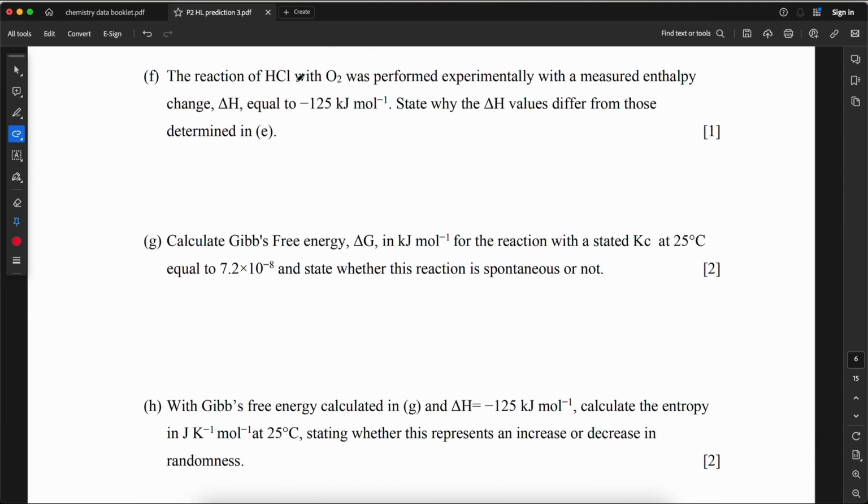The reaction of HCl with O2 was performed experimentally with a measured enthalpy change equal to negative 125 kilojoule per mole. But the one that we just got is negative 114 kilojoule. So why does the delta H value differ from that determined in E? Because bond enthalpy calculation uses average values.